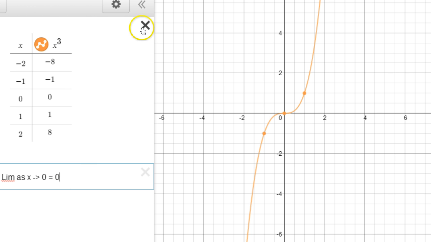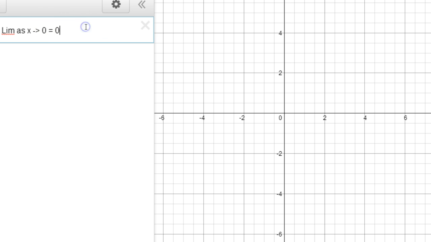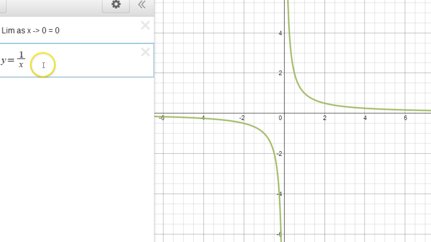Now if I didn't have that, let's say instead I had something that looks like y equals 1 over x. As I approach 0 from the right, I'm approaching positive infinity. As I approach 0 from the left, I'm approaching negative infinity. So this one, I would write, does not exist. This one does not have a limit at that point.